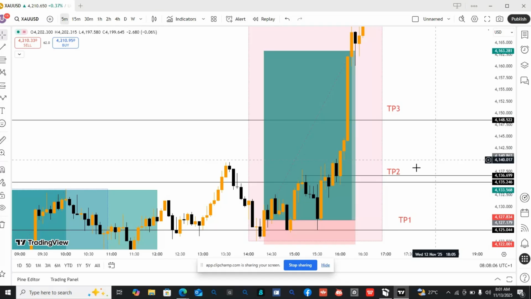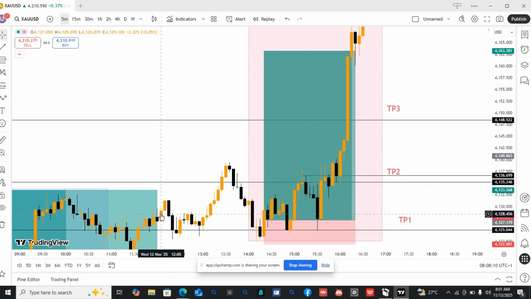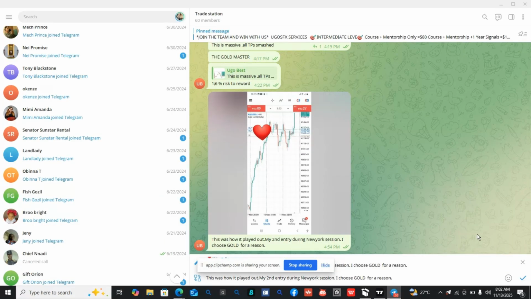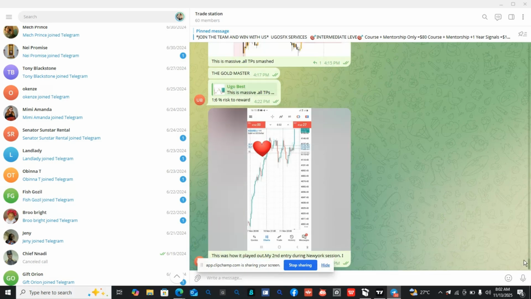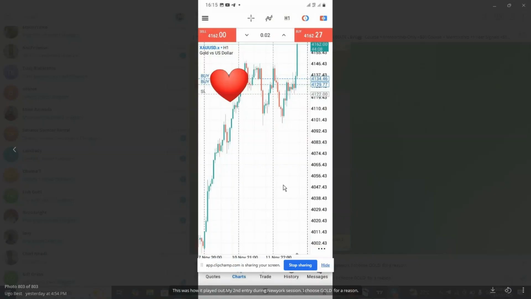So I also have some clips on my free Telegram channel where I dropped all this information. Let me show you guys. All right, so this is my free Telegram channel. And here are all those trades from yesterday. This is my second trade yesterday. Let me open it.